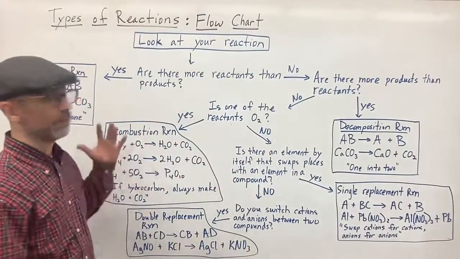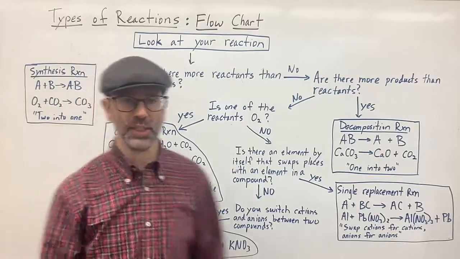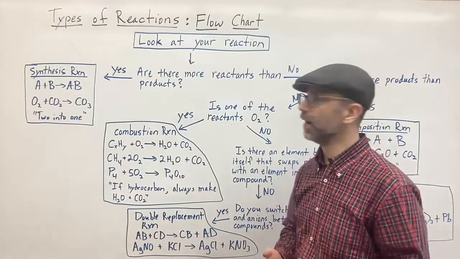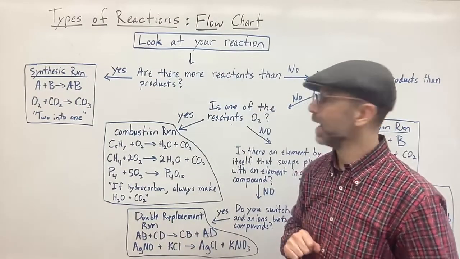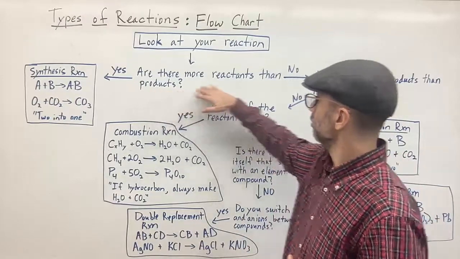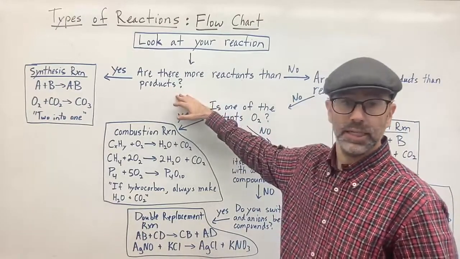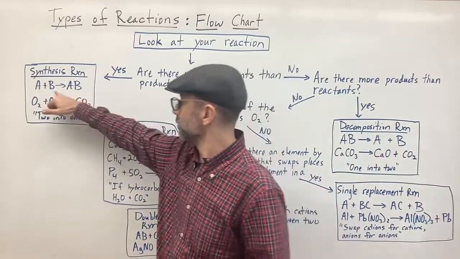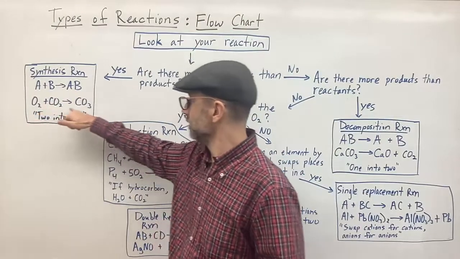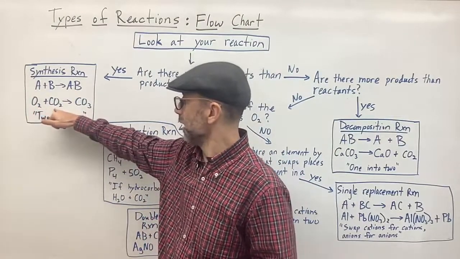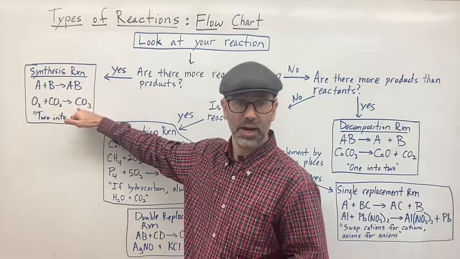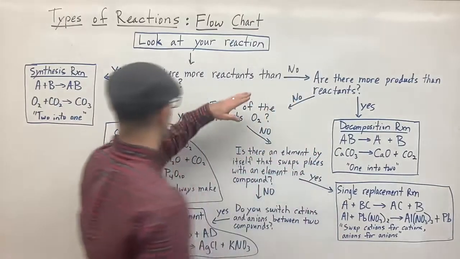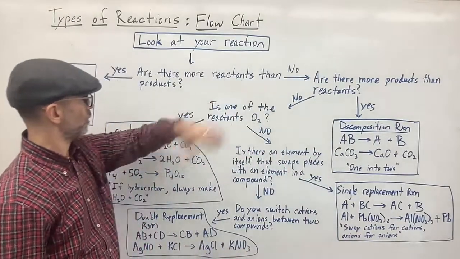Okay, and so here is the flow chart that I told you about. So take a look at this. The first thing you want to do when you're trying to figure out what type of reaction you have is look at your reaction, and then ask the question, are there more reactants than products? If yes, there are more reactants than products, then you've got a synthesis reaction. So A plus B gives you AB. And again, here's the example: oxygen plus carbon dioxide forms carbon trioxide here. So 2 into 1.